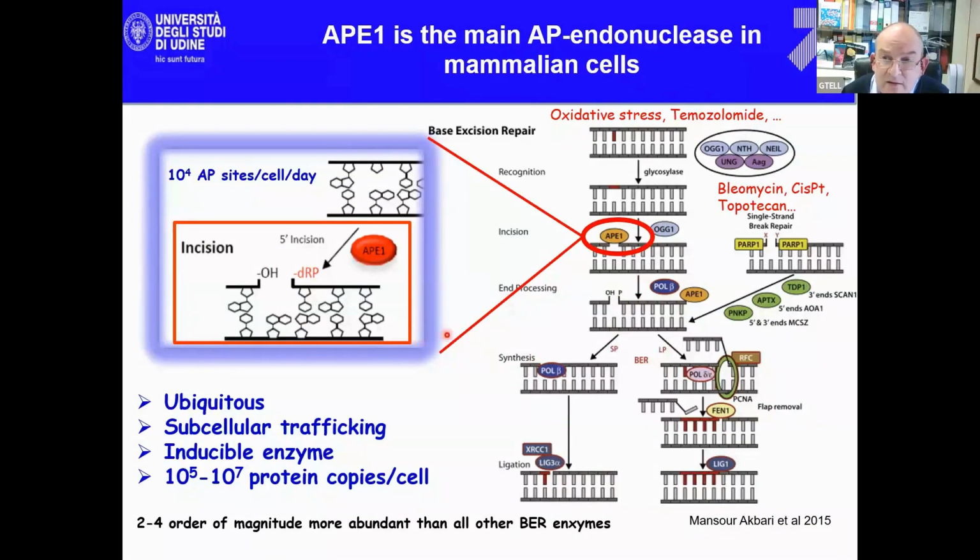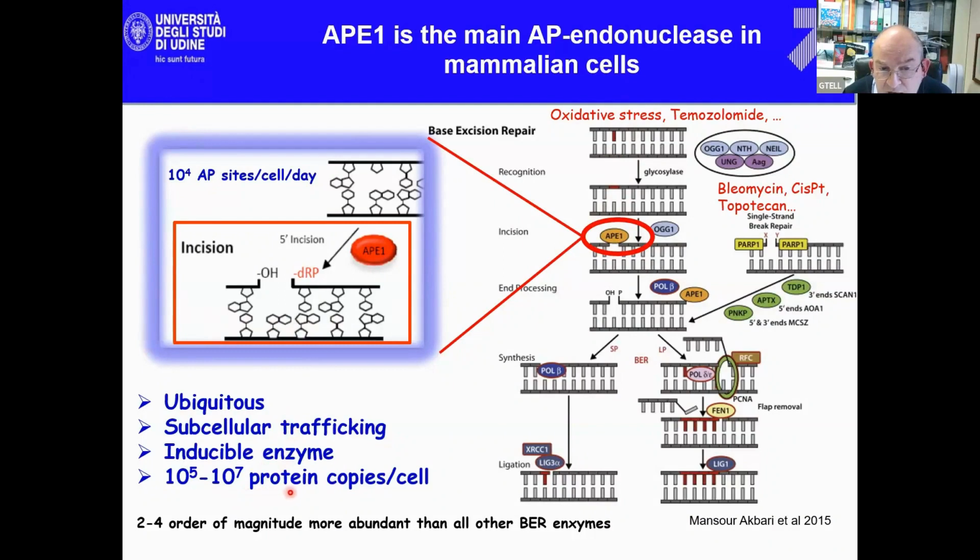What is striking here, and these findings were the ones from which we started more than 20 years ago reflecting on this particular protein, is the fact that the intermediate generated by this enzyme is even more toxic than the oxidative lesion that the whole pathway is responsible for repairing. The other observation was that the protein is highly abundant in the cells.